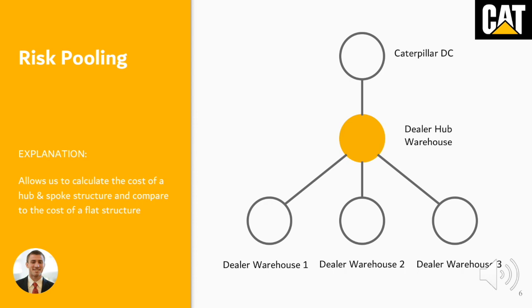Our model begins by calculating the safety stock cost by a risk pooling approach. Risk pooling was our first inclination because it directly relates to the decision of a central warehouse. It allowed us to calculate the level and cost of safety stock in a flat versus a hub and spoke structure. Pooling safety stock in a central distribution center is often more beneficial because it reduces the overall level of risk in the supply chain.